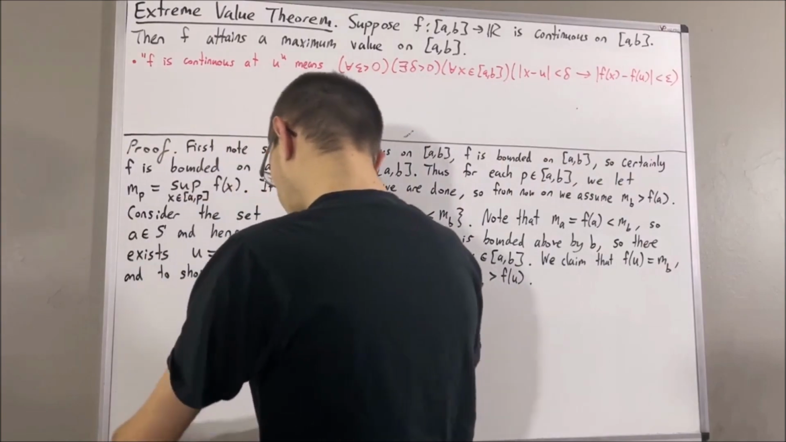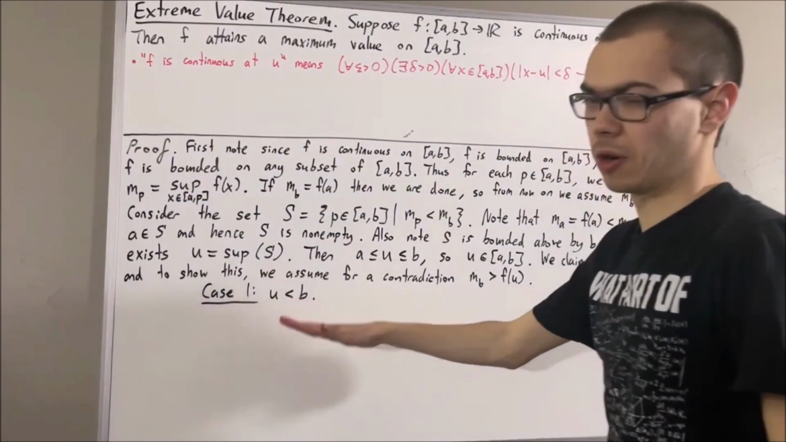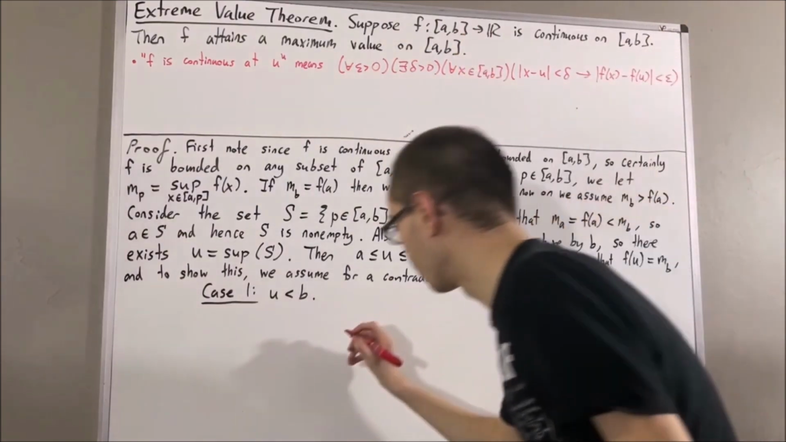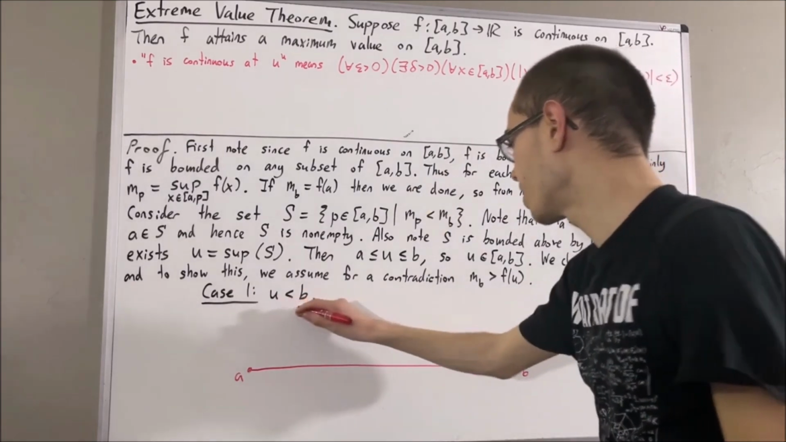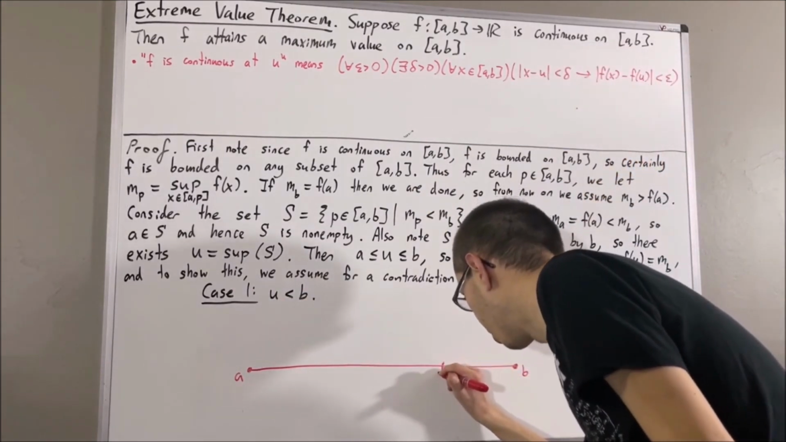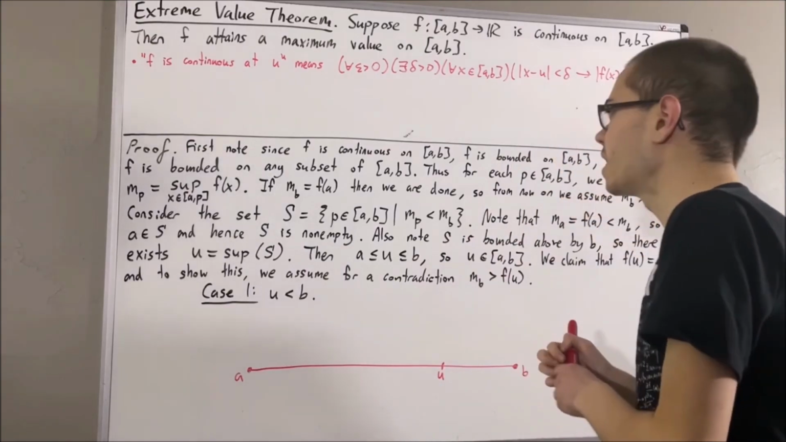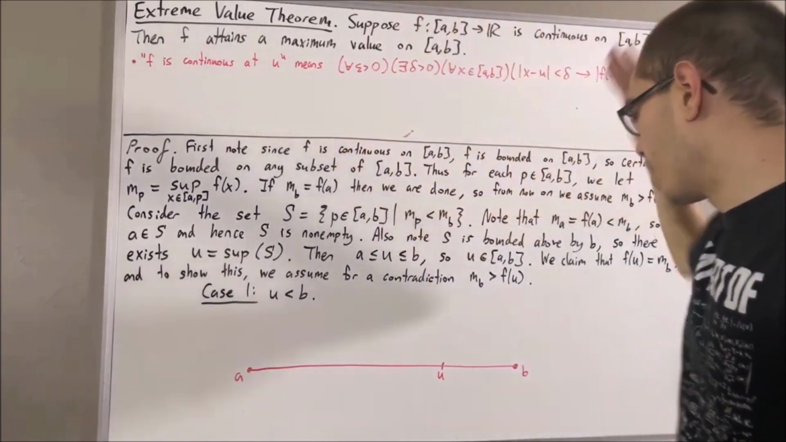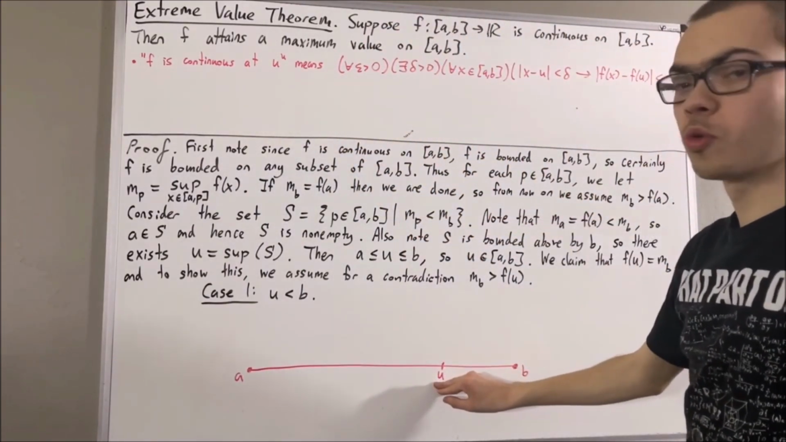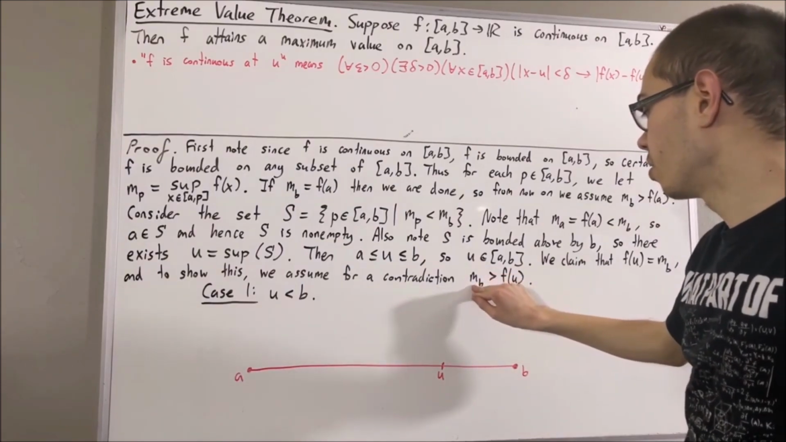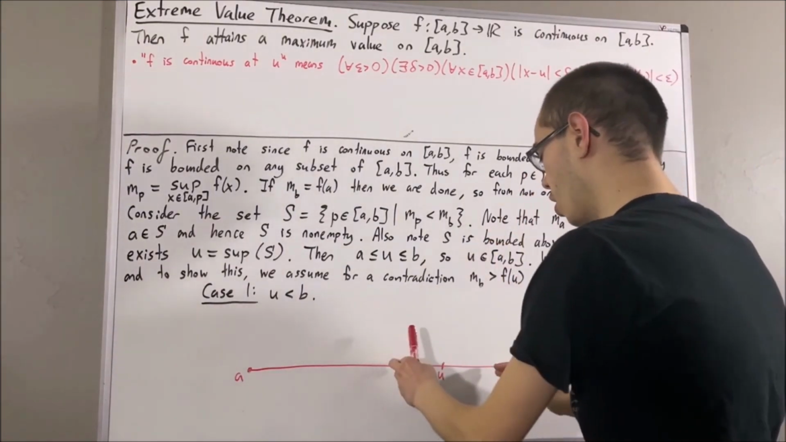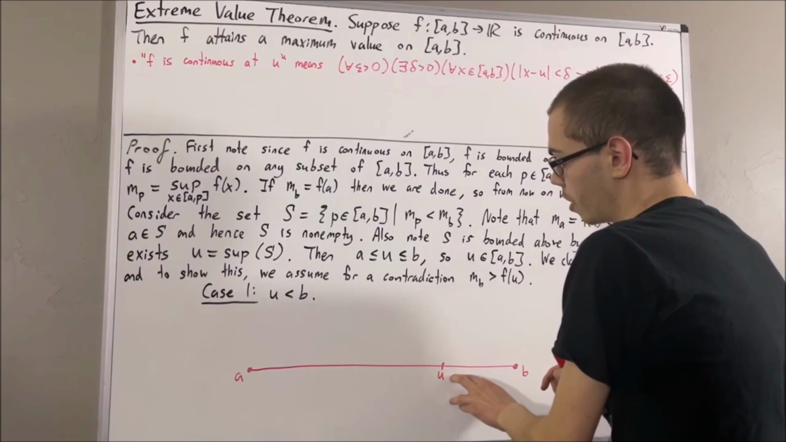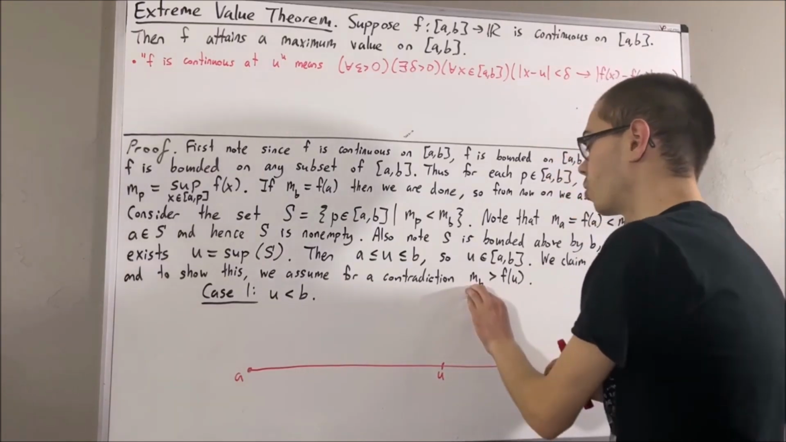Now, let's think about what's going on here and how we're going to reach a contradiction. Let's consider the closed interval [A, B]. Now, since u is less than b, let's just say that u is about right here. Now, the idea is, since f is continuous at u, and the output value of u through f is less than MB, well then we should be able to find a neighborhood around u small enough so that every output value in that neighborhood through f is also less than MB.